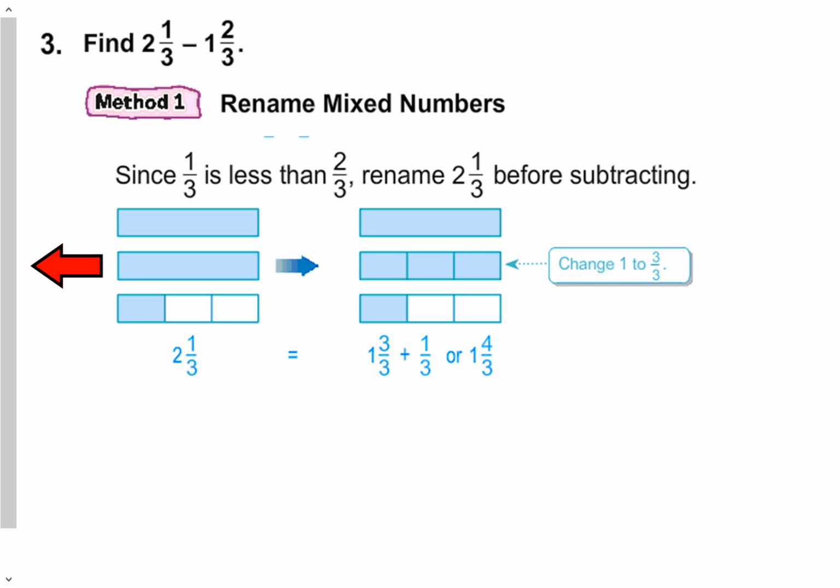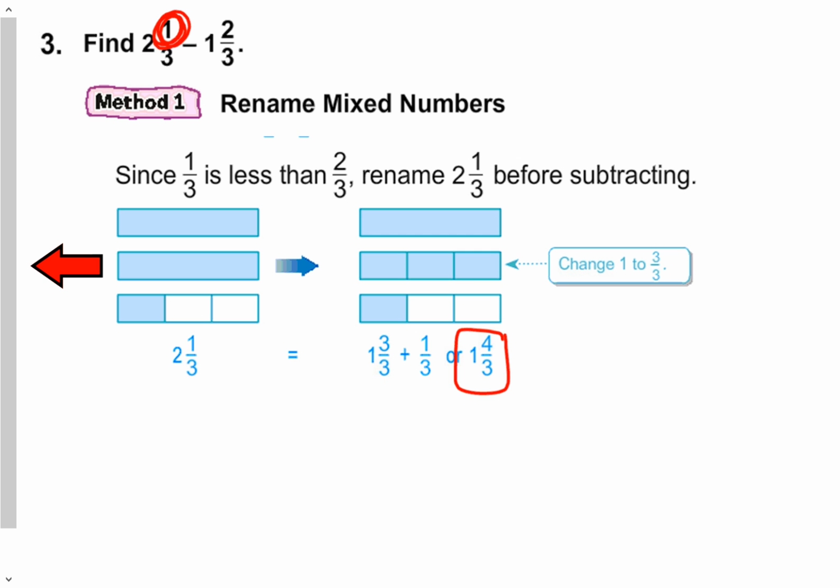We have 2 and 1/3, and we are renaming it. If you're looking at this model, 2 and 1/3, what I basically need more of are the pieces of thirds. So I just took this one whole right here and changed it to 3/3. That basically means that I have 1, and then I have 3/3, and I have another 1/3, which is down here, and that equals 1 and 4/3.